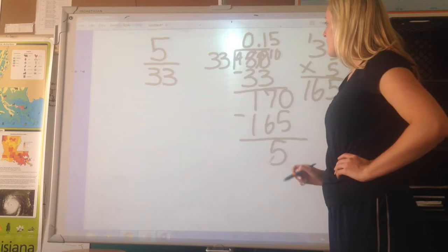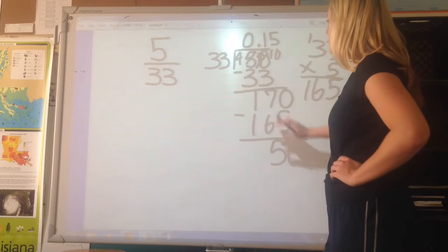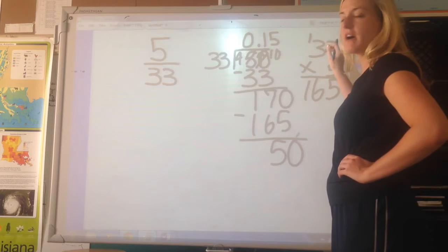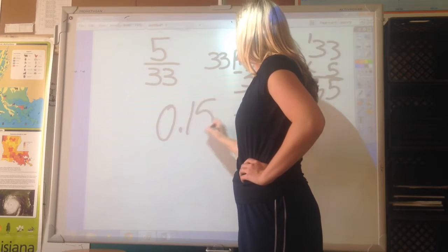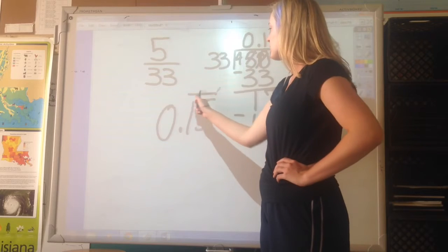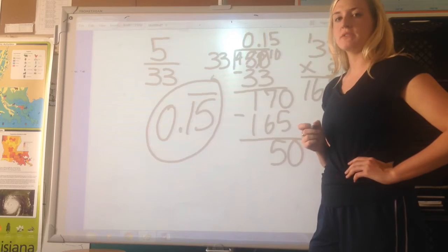And I know that 33 does not go into 5, so I have to add a 0. I could keep doing this all day, and you're going to keep getting the 1, 5, 1, 5, 1, 5. So since I know that this decimal repeats, I can write my answer as 0.15 repeating, with the bar across to show that it repeats.